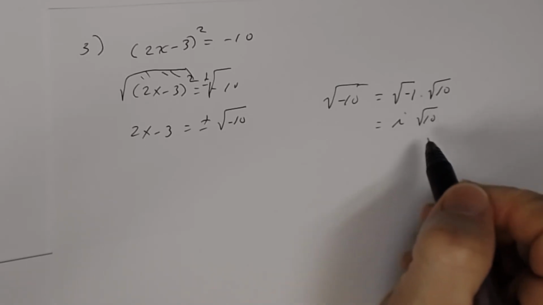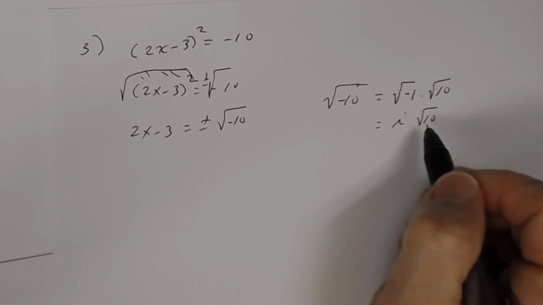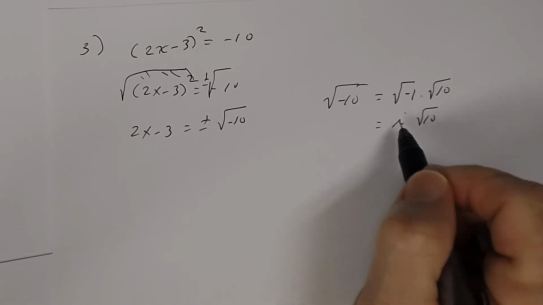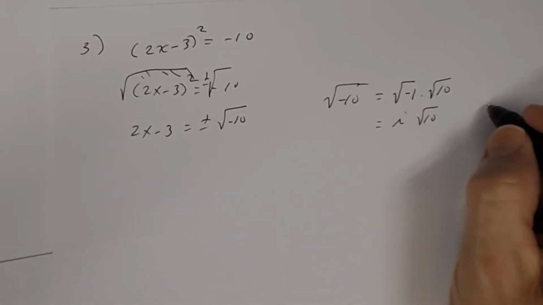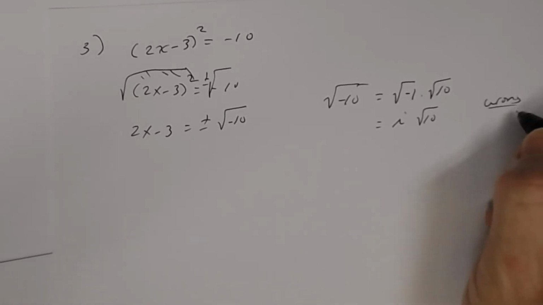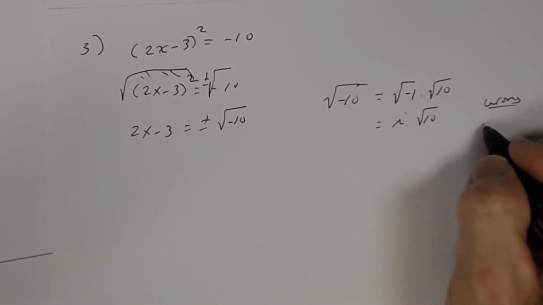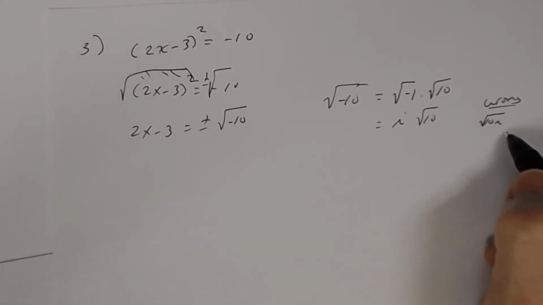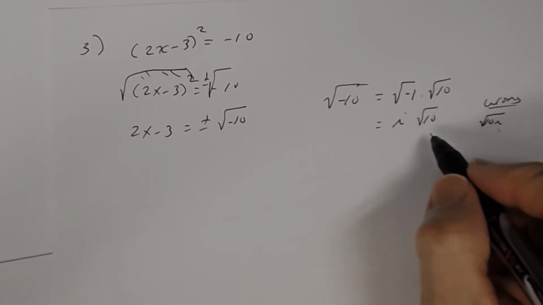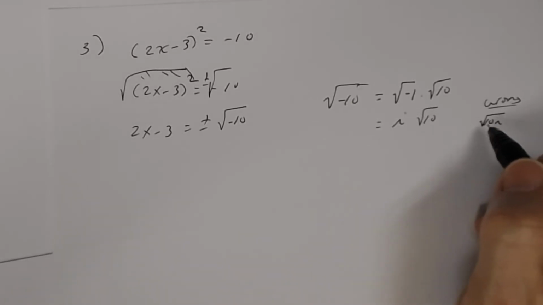Now, whenever you still have a square root in your expression, put the i in front, because this is what some of you are doing. What I'm about to write is wrong. Some of you are saying that this means the same thing as this. You see, you're putting the i underneath. The i is not underneath the square root. The i is outside of the square root. It's not part of the radicand.